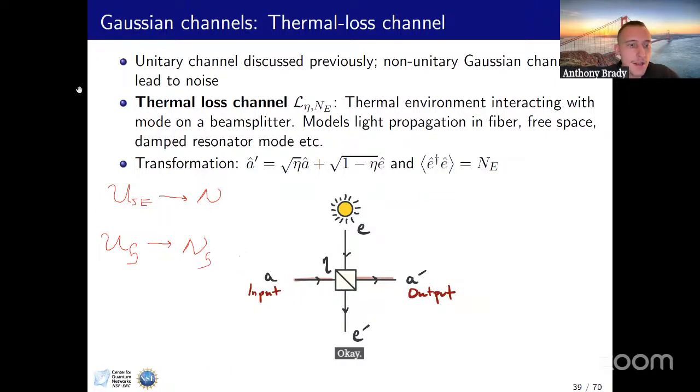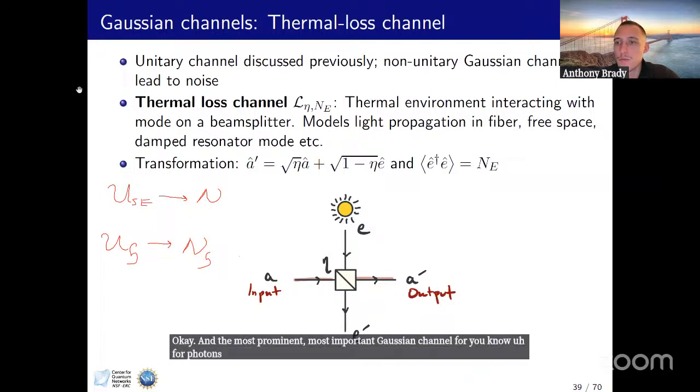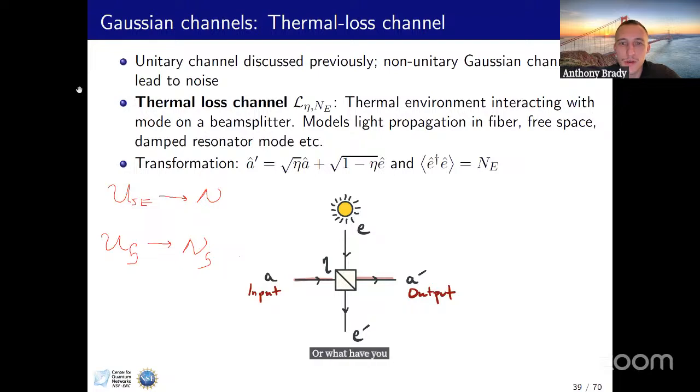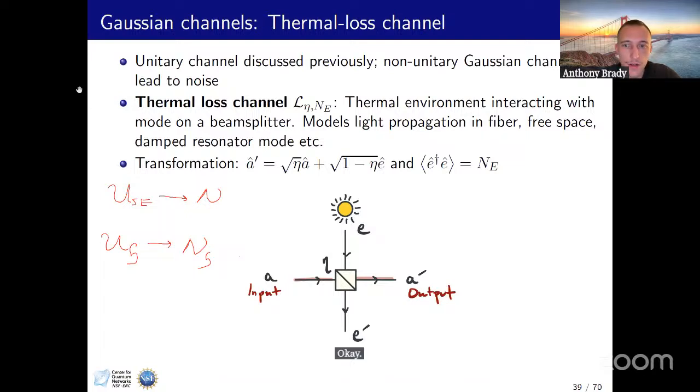And the most prominent, most important Gaussian channel for photons, whether they be microwave or optical, whether you're doing communication or computation, or trying to do some sensing with a microwave resonator or what have you, one of the most important channels, period, is the so-called thermal loss channel. Okay. Why is this important?